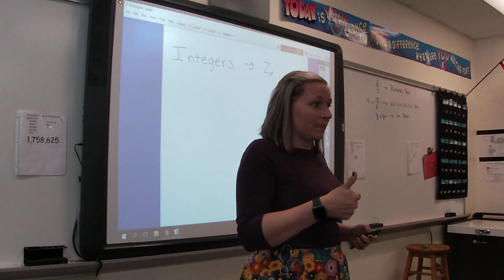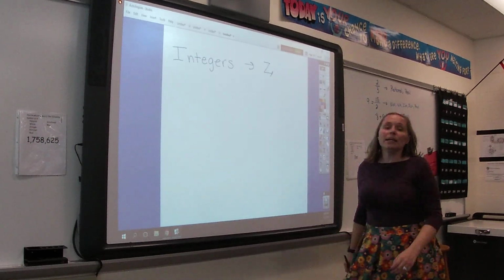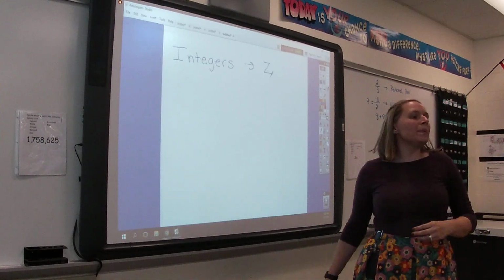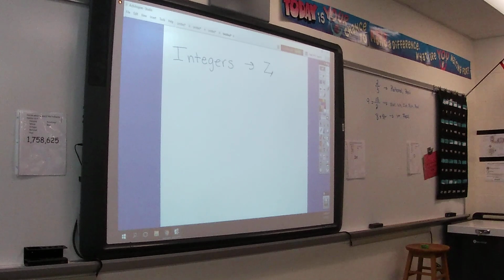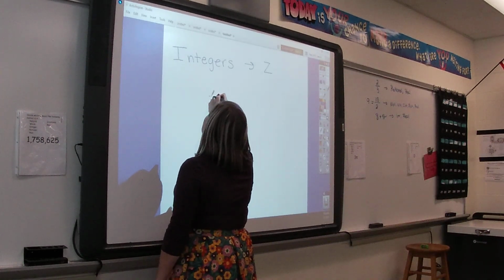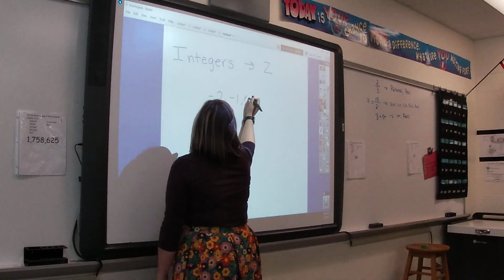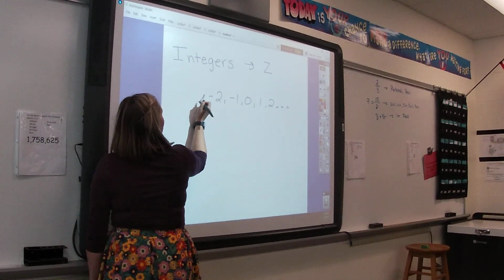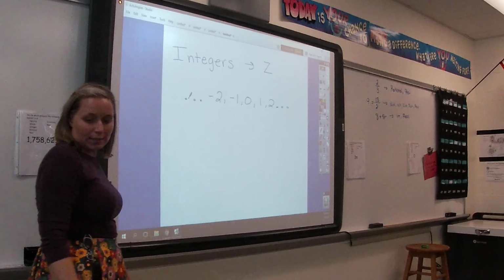Roger? Got it? Okay, so integers. Integers say now we can move both directions. So what happens if you have 3 blocks and I take away 10 of them? Then we have negatives, right? So now we say we can include things like -2, -1, 0, 1, and 2, and we can continue this out both directions.